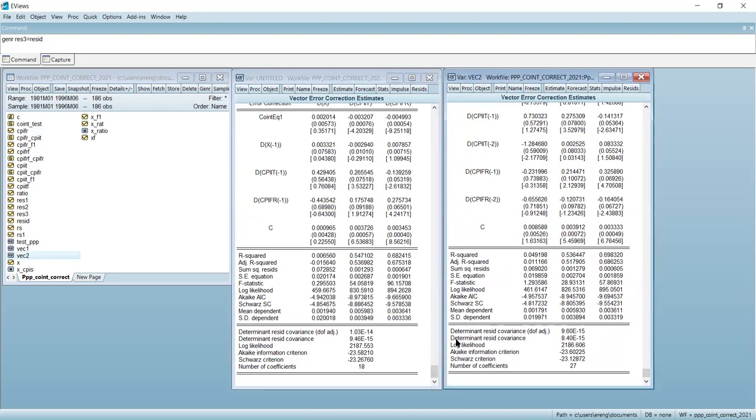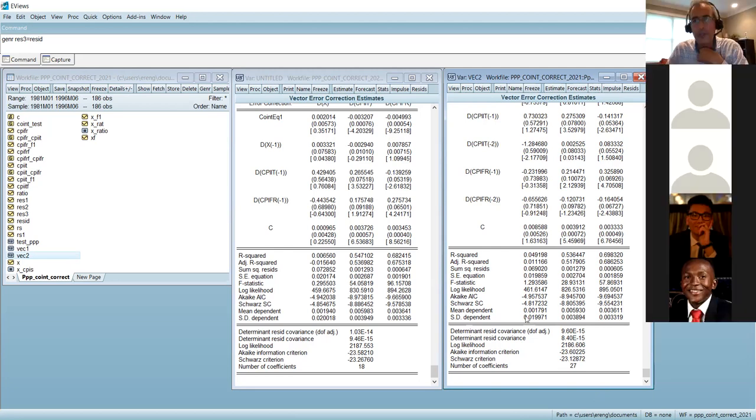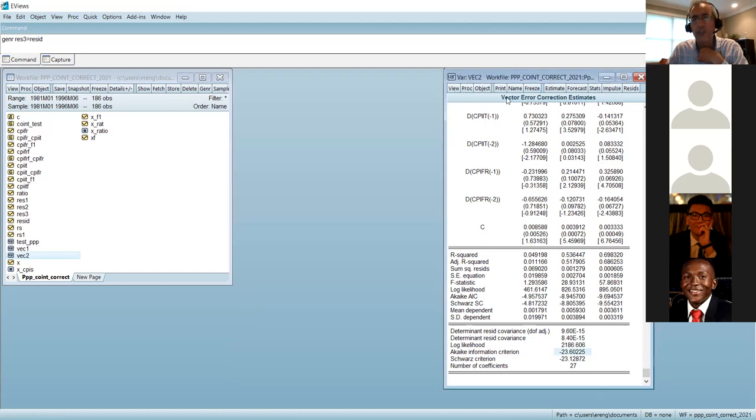Which one do you prefer? Guys, which one do you prefer? According to the Akaike information criteria. Let's use the Akaike. VEC2 is smaller. Exactly. So what you're looking for is the smallest value, so minus 23.6 is smaller than minus 23.58. So the VEC2 is the best model for this part here. Okay, and I will use the VEC2 for moving forward.